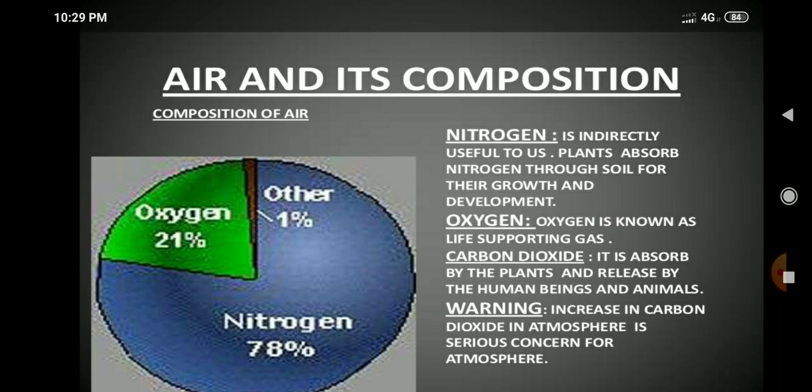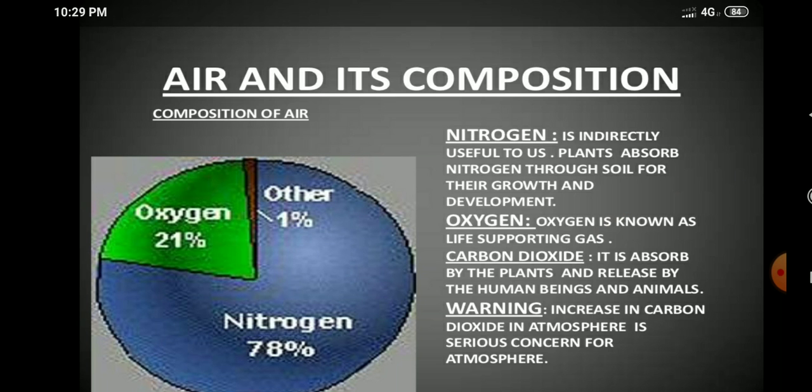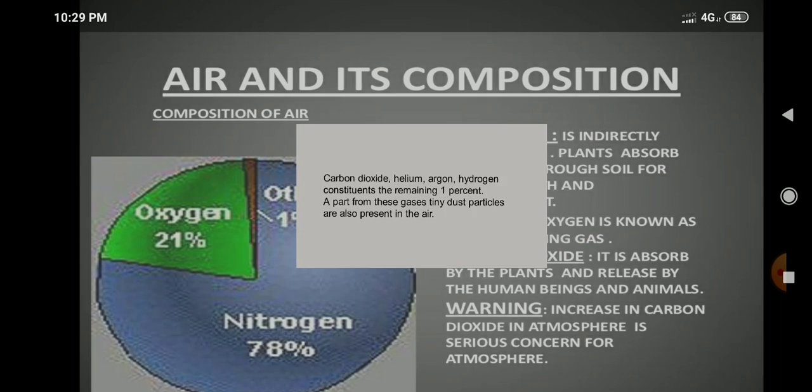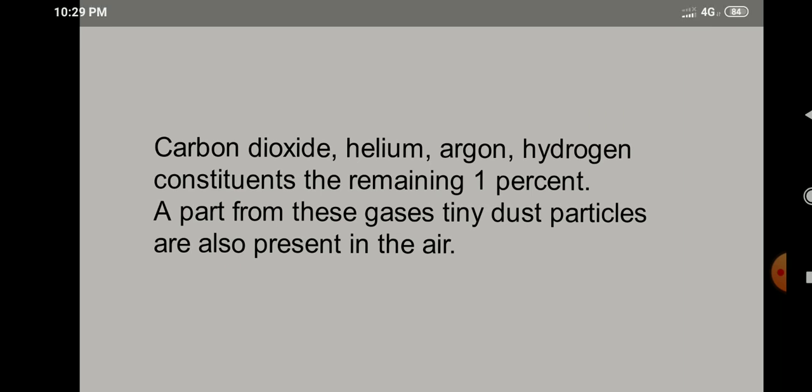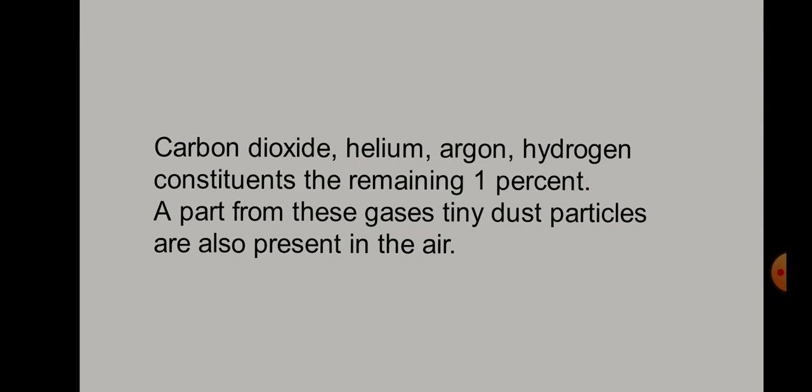So, after we know this, next we come to the other 1% of gases that make up the atmosphere. Again, here carbon dioxide, helium, argon, hydrogen constitute the 1% of the atmosphere. And as I said, a part of this is also constituted by tiny dust particles.